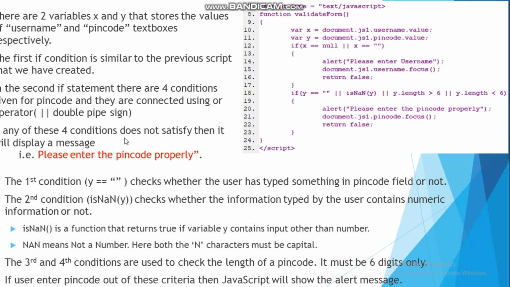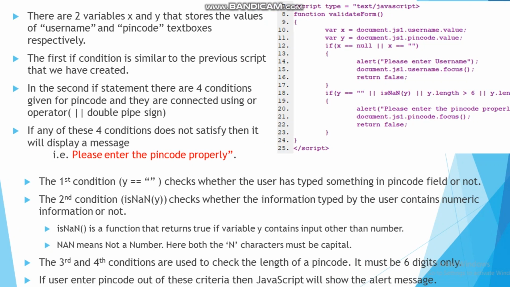So if any of these 4 conditions is satisfied, then it will display the message, please enter the pin code properly. As you can see here, it is given. Now we will see these conditions one by one. The first condition, y equal to double inverted comma, checks whether the user has typed something in the pin code field or not. The second condition, isNaN y, checks whether the information typed by the user contains numeric information or not. Here remember, isNaN is a function.